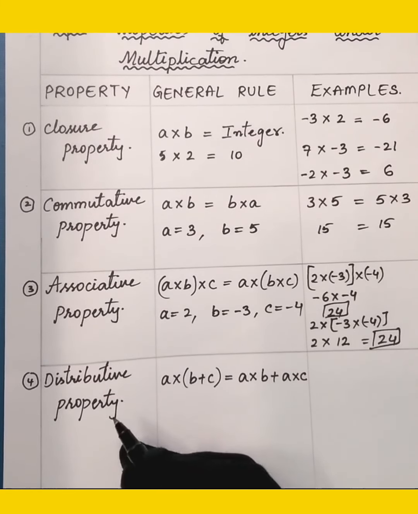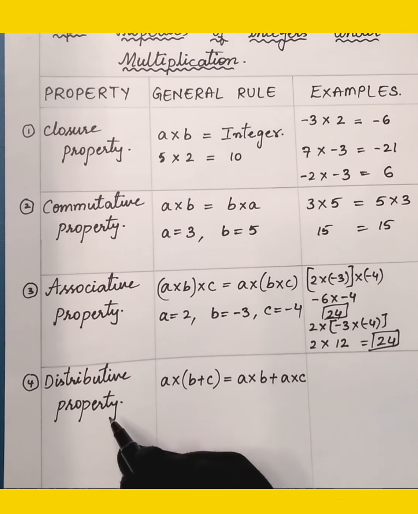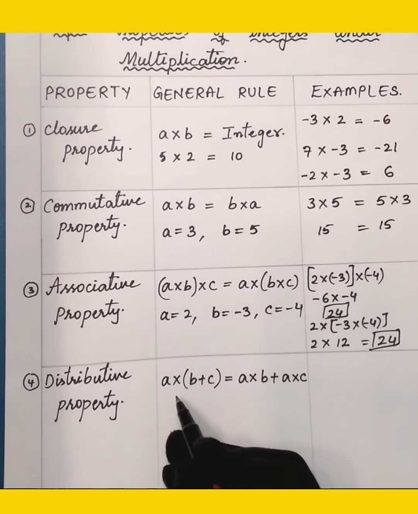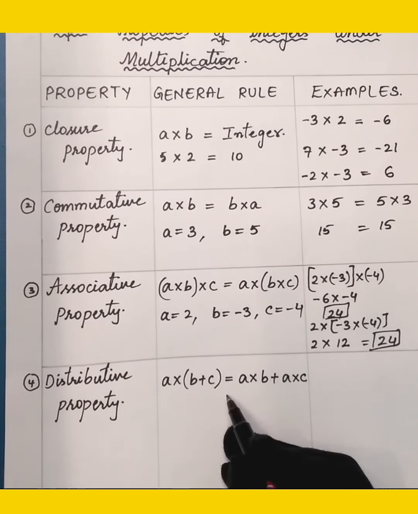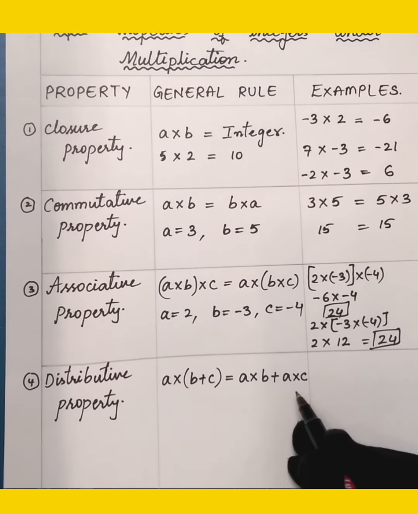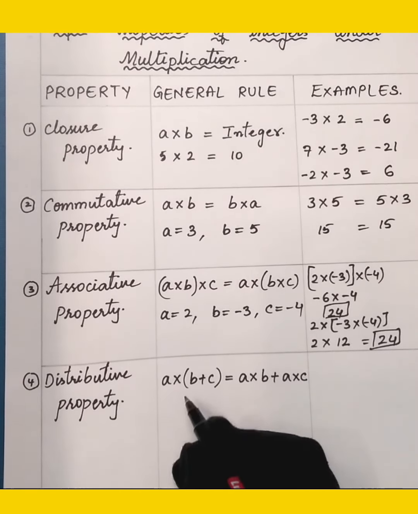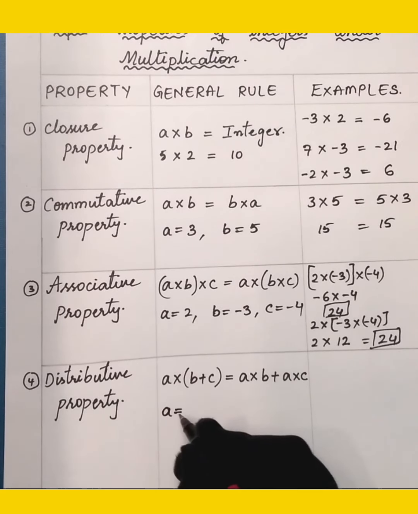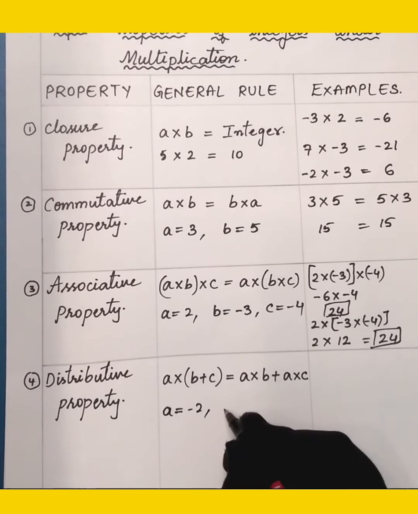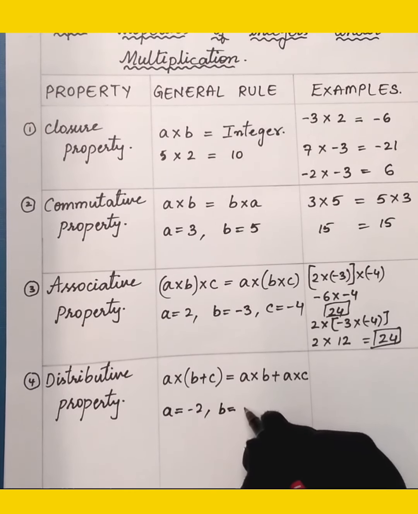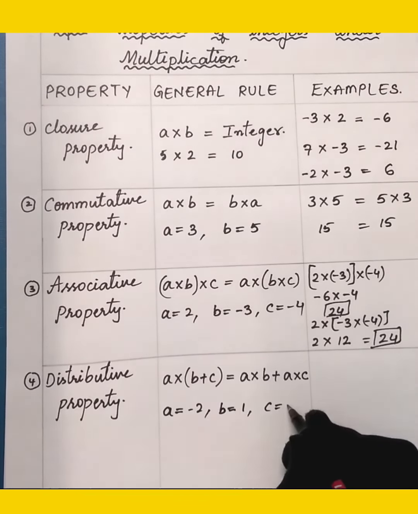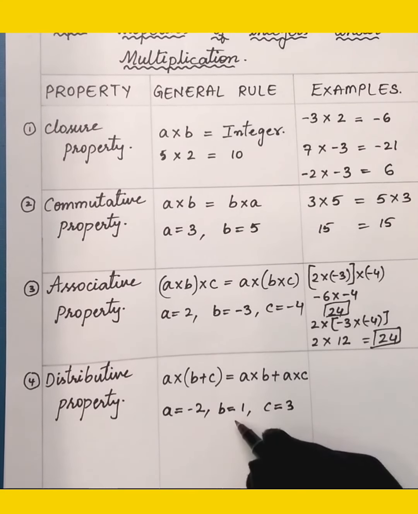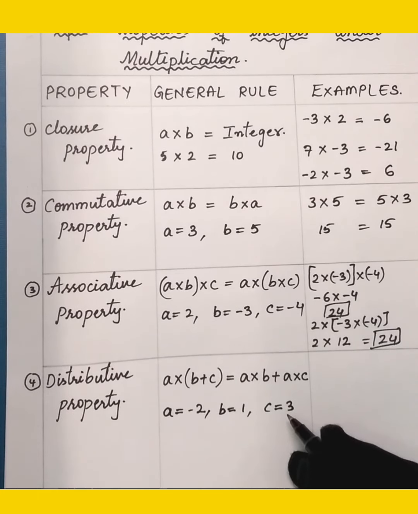The next property is distributive property. What is distributive property? If three integers are there, a, b and c, so a into (b plus c) is equal to a into b plus a into c. Let's take an example to understand this. If a is equal to minus 2, b is equal to 1, c is equal to 3.